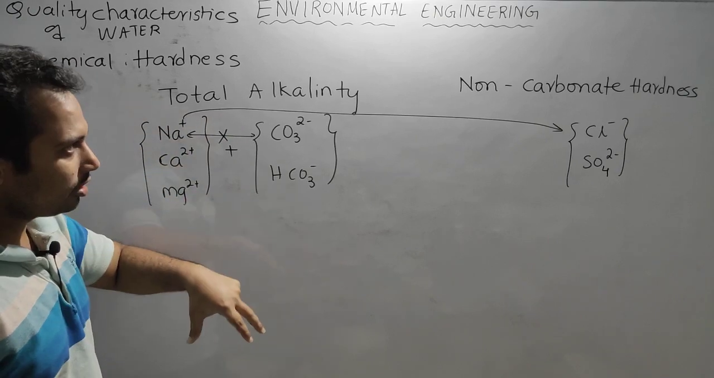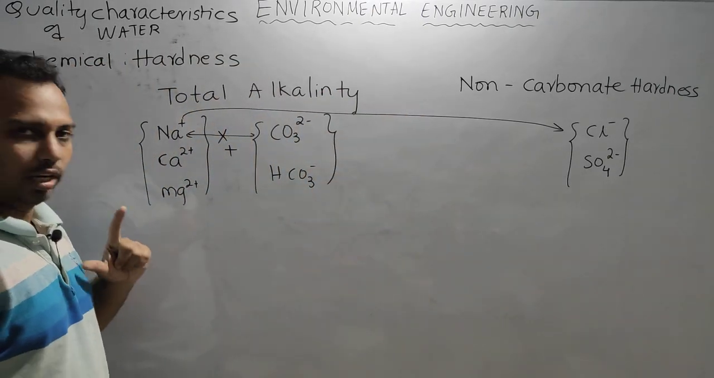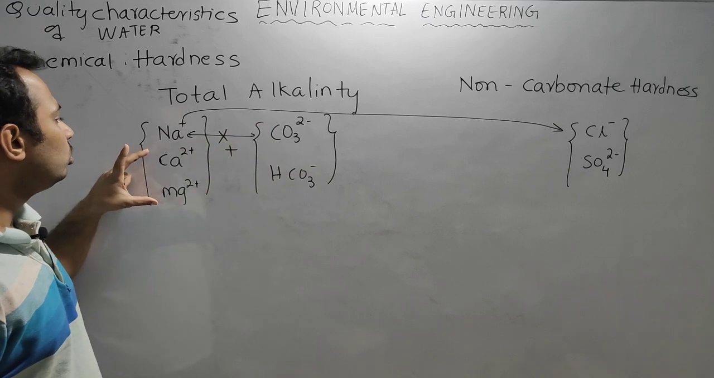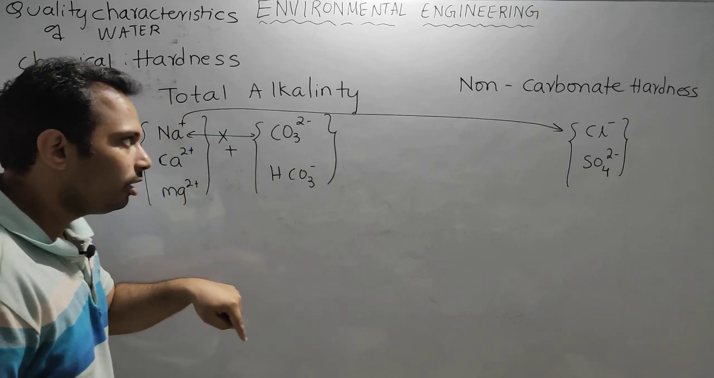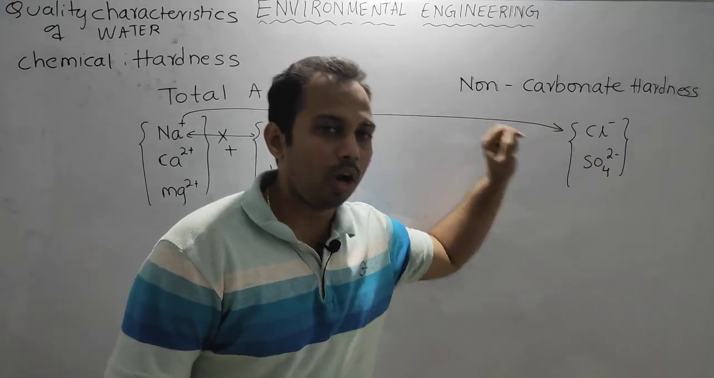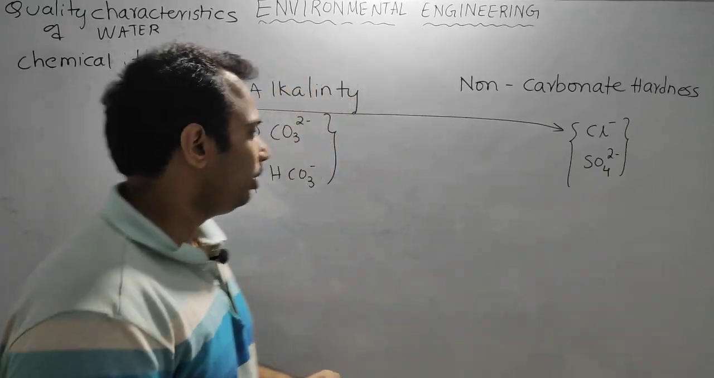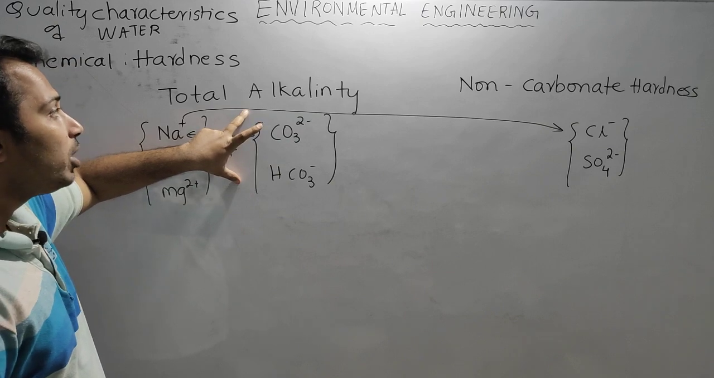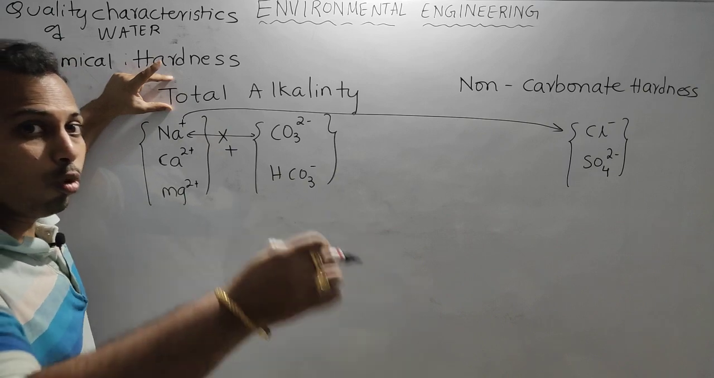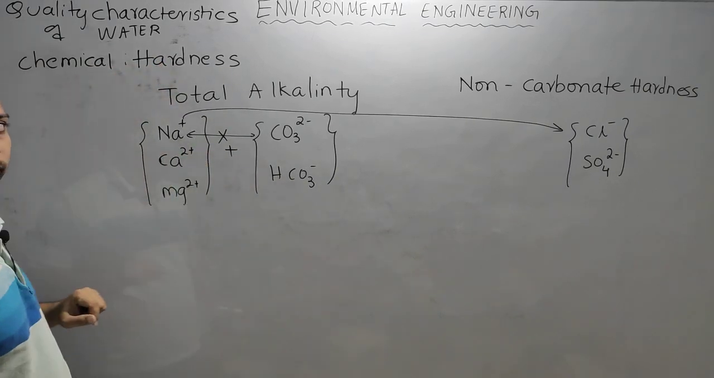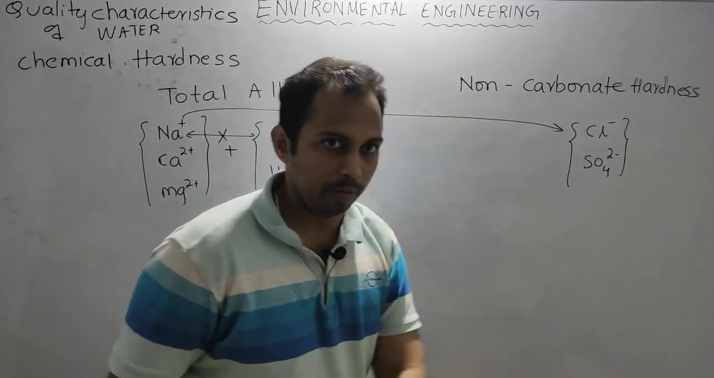That means in that case, when non-carbonate hardness is present, we can safely assume that total alkalinity is equal to carbonate hardness. But when this non-carbonate hardness is not present, then total alkalinity may also contain sodium alkalinity. That means total alkalinity is more than total hardness.